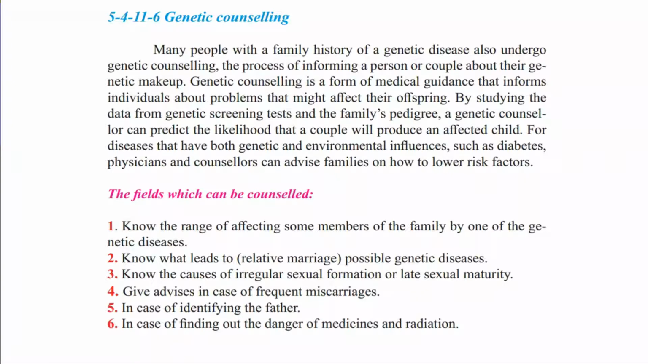2. Know what leads to possible genetic disease, especially in relative marriages. We know about recessive genes. Recessive genes are more likely to be found in the same person when parents are closely related to one another. Know the causes of irregular sexual information or late sexual maturity. Give advice in case of frequent miscarriages. And in case of identifying the father, so as not to switch babies in hospitals.